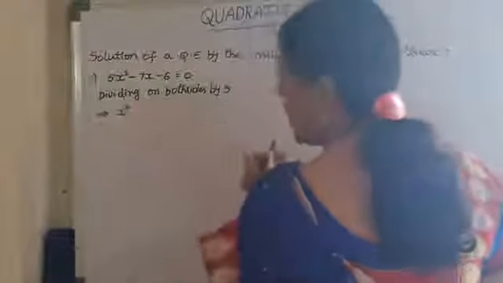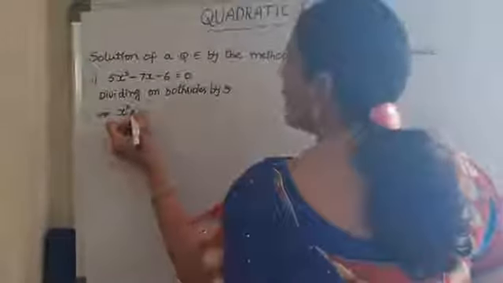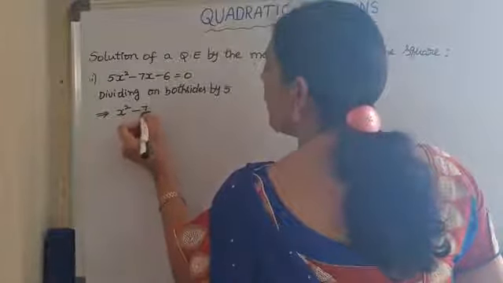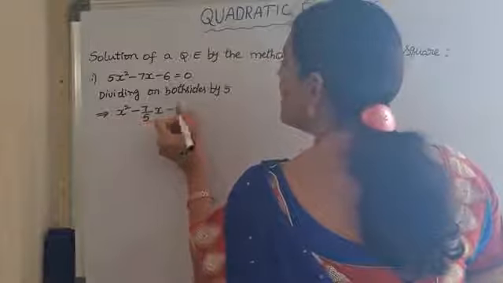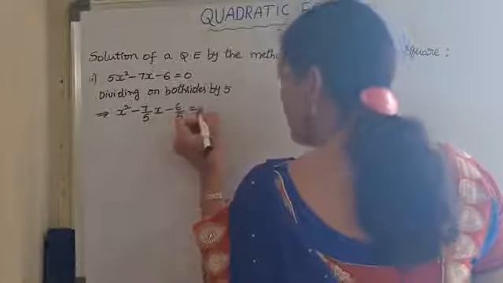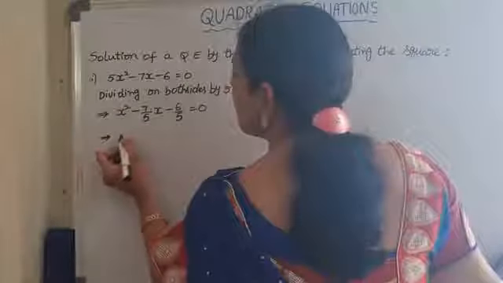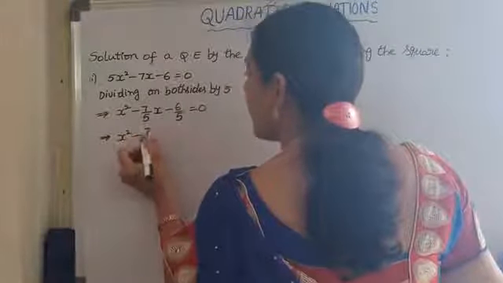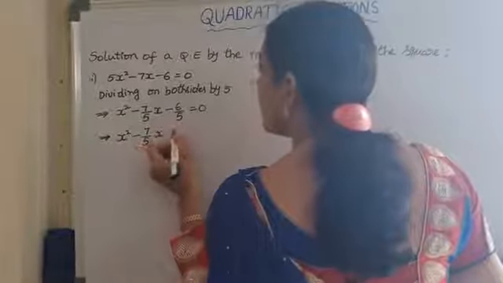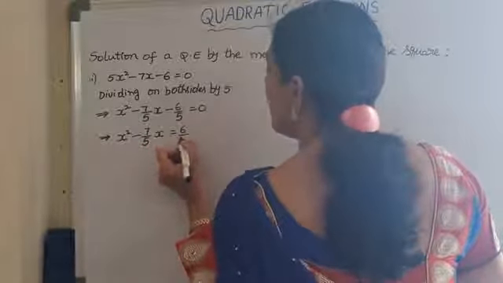5x square by 5, x square minus 7 by 5 x minus 6 by 5 is equal to 0. Next what to do? Transposing the constant term to RHS. x square minus 7 by 5 x is equal to 6 by 5.